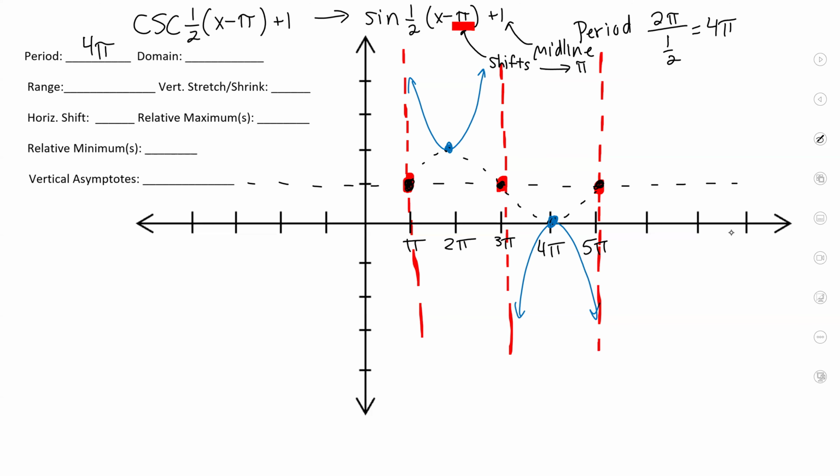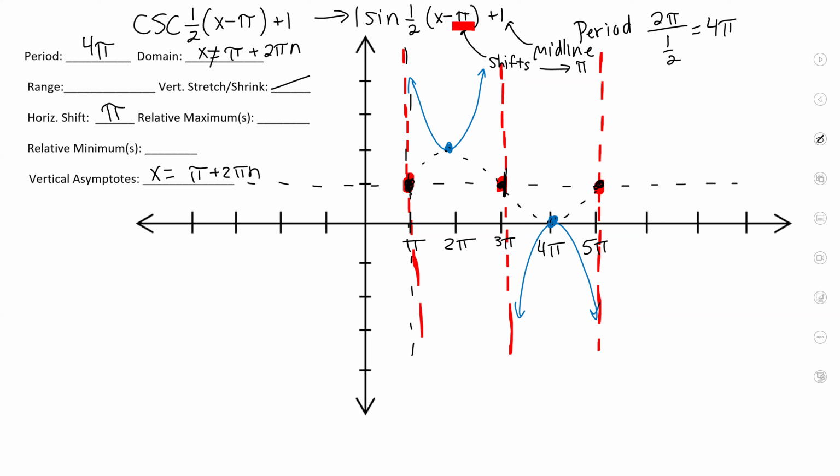Okay, so for the domain, you should have gotten x cannot be, this asymptote is pi. And the distance is from pi to the next asymptote, 3 pi. That's a distance of how many pi's? 2 pi, so I need 2 pi in. That's going to be the same equation for your vertical asymptote. It did not have a vertical stretch or shrink because your amplitude is still 1. Your horizontal shift, we went pi.